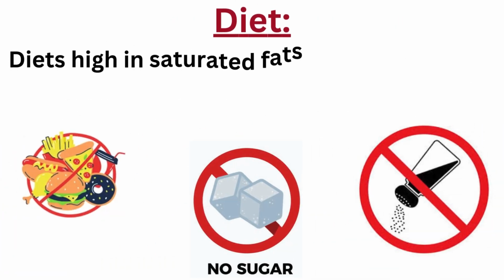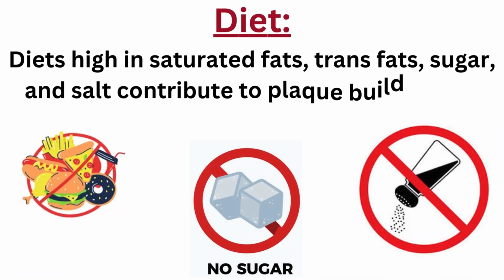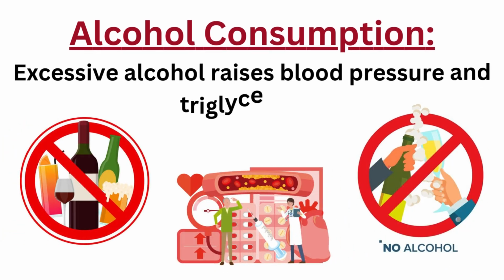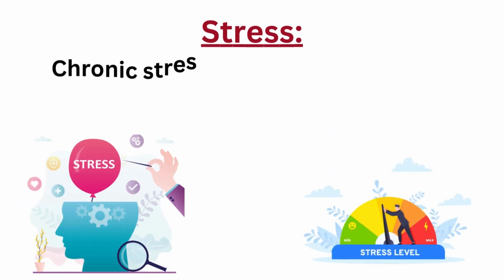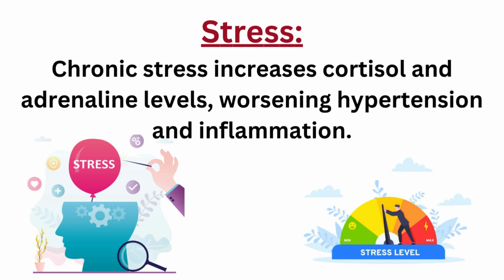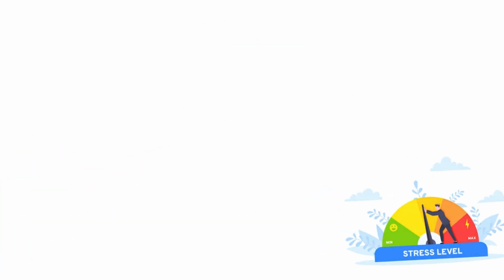Diet: diets high in saturated fats, trans fats, sugar, and salt contribute to plaque buildup and hypertension. Alcohol consumption: excessive alcohol raises blood pressure and triglycerides. Stress: chronic stress increases cortisol and adrenaline levels, worsening hypertension and inflammation.